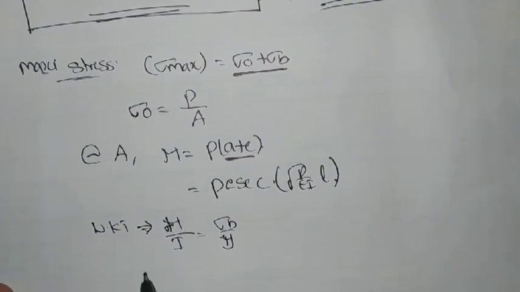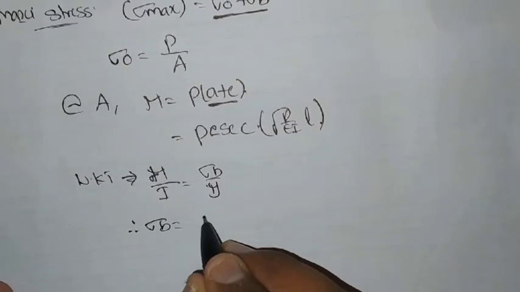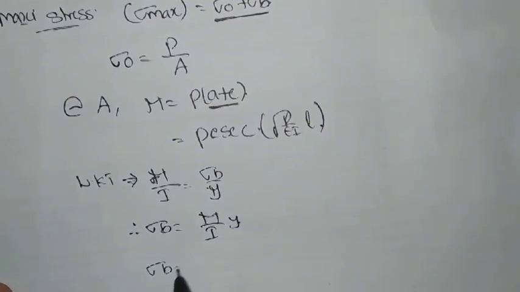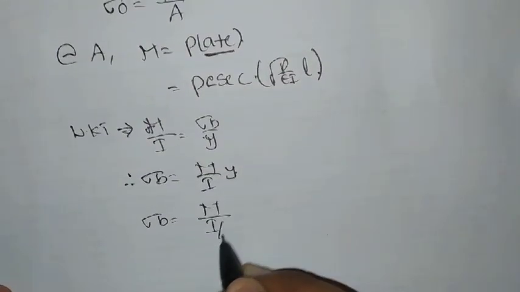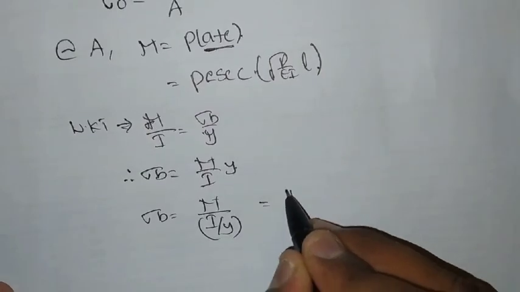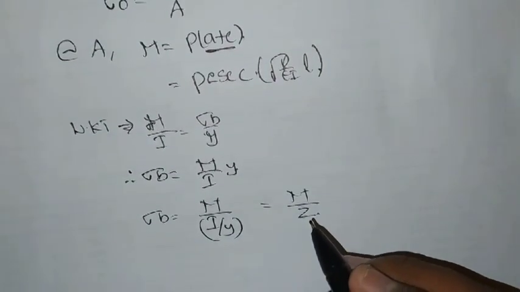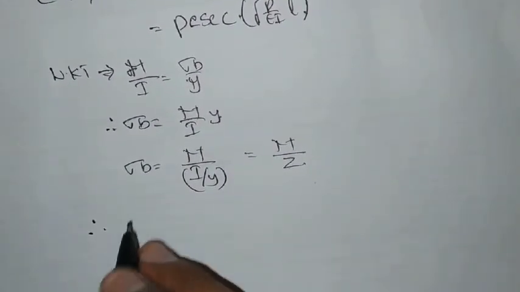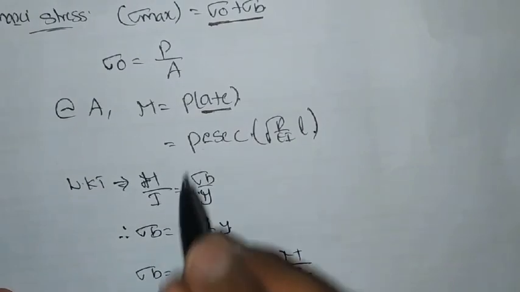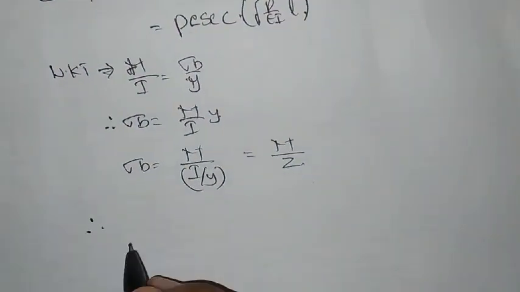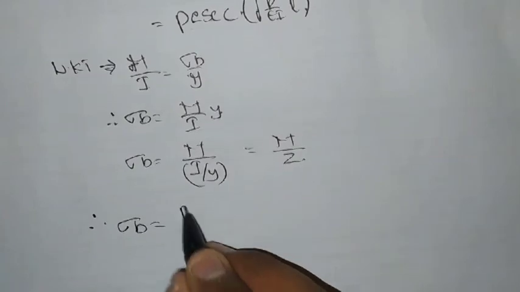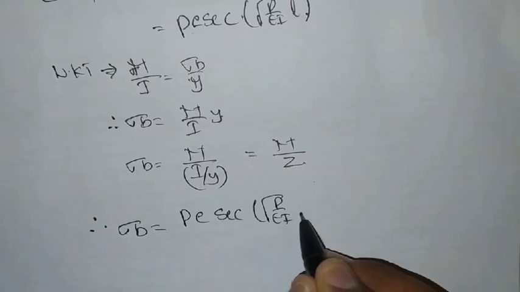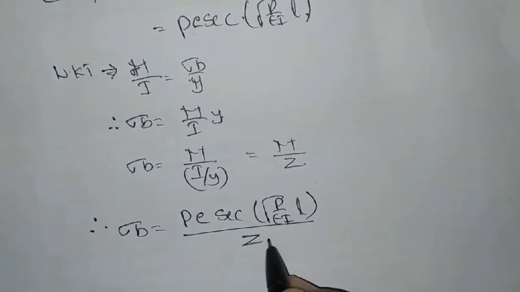So from this, the value of sigma b we have to find out. Therefore sigma b is equal to M by I into y. This equation can be written as sigma b is equal to M divided by I by y, where I by y can be written as Z, the modulus of the Z value. So from this, the moment M we have found. Here the moment M we have taken, so just substitute that. Then sigma b is equal to the M value, P into e into secant of root P by EI into L, divided by the section modulus Z.